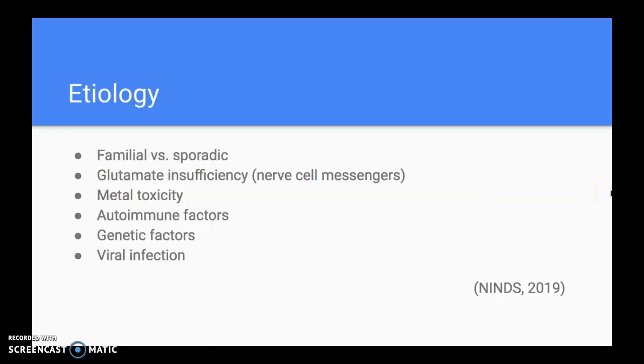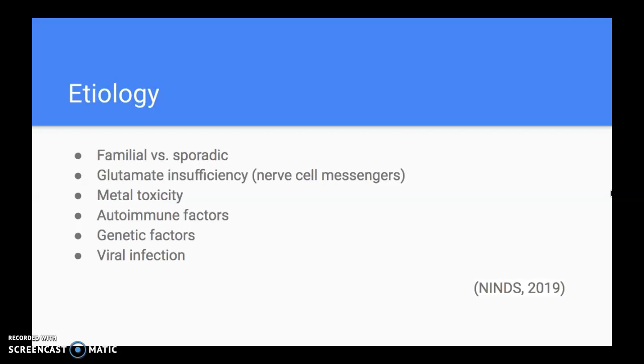So the etiology of ALS can be broken down into either familial or sporadic. For familial ALS, there are genetic factors that can cause the diagnosis. There are also sporadic cases, and these can be because of a glutamate insufficiency, metal toxicity, autoimmune factors, or viral infections. The glutamate insufficiency is what researchers believe to be the most common sporadic reason for developing ALS.